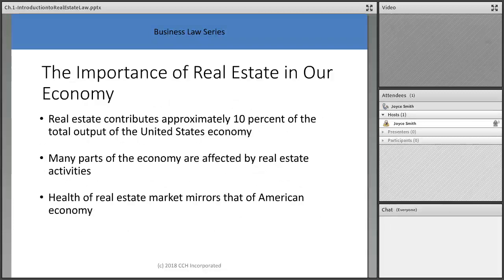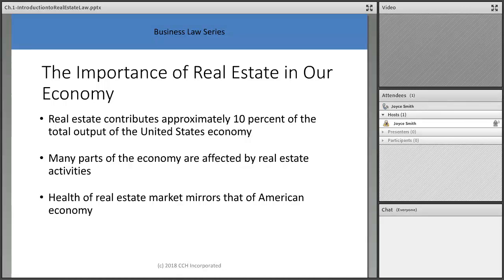So, real estate in our economy, why is it important? Well, it makes up the biggest bundle of what is our GDP. Real estate contributes approximately 10% of the total output of the United States economy. But you've got to think about everything that's related to real estate. When we buy a house or we buy a building, or we move into an apartment, what are we going to do with that? We're going to buy things to go into it.